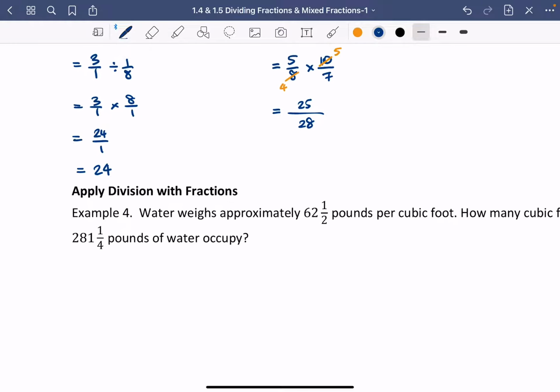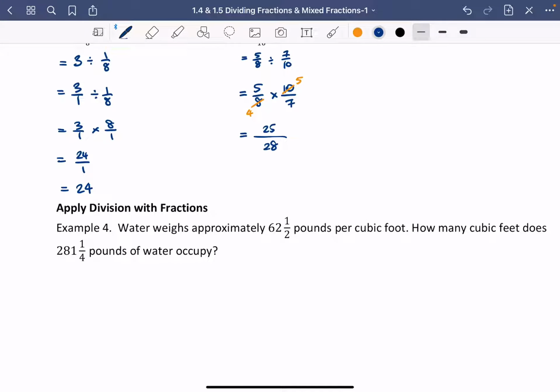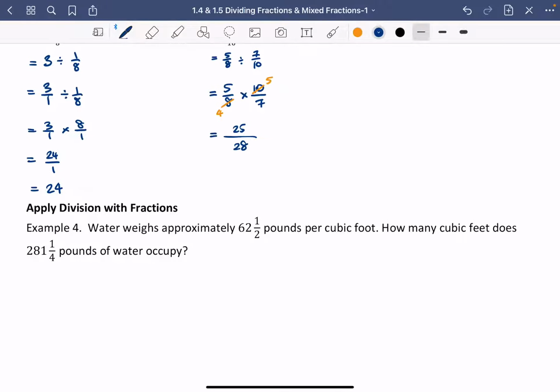All right, last question. Whenever you do a word problem, again, you need to read the question carefully and highlight the important information. So it says water weighs approximately 62.5 pounds per cubic foot. How many cubic feet does 281.25 pounds of water occupy?